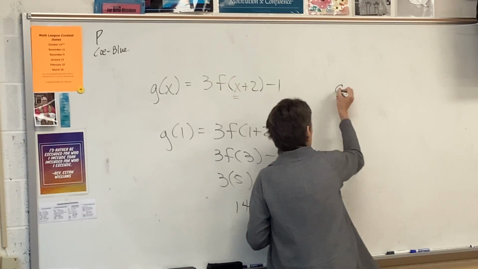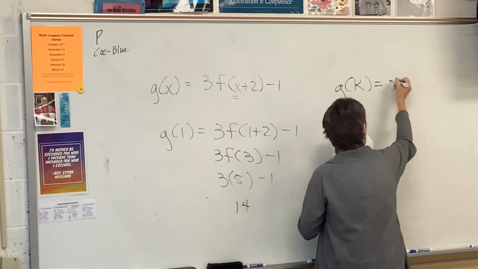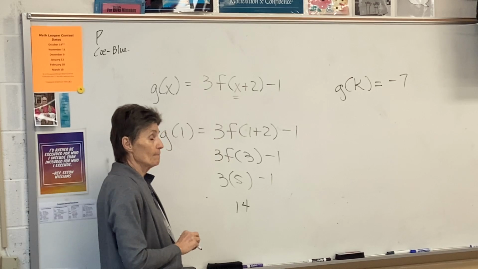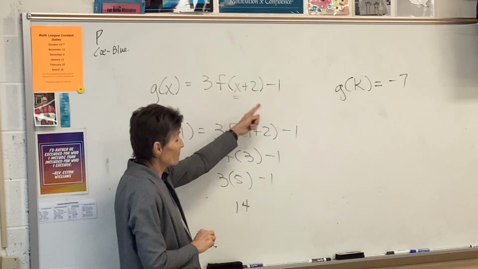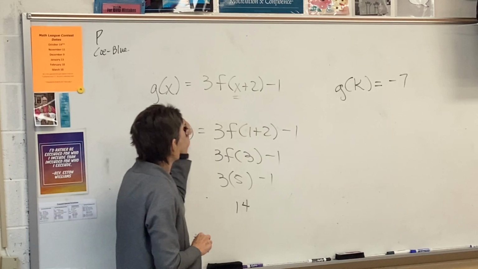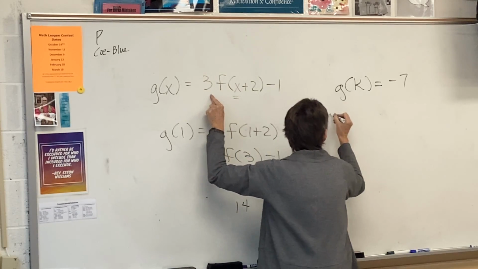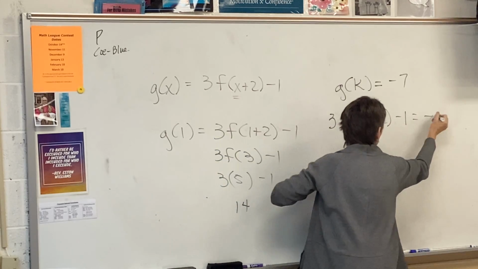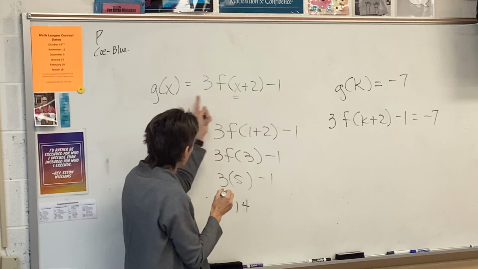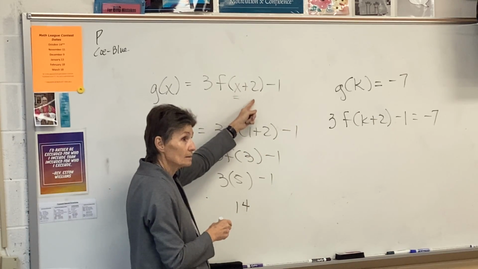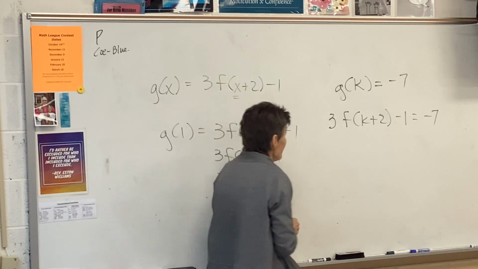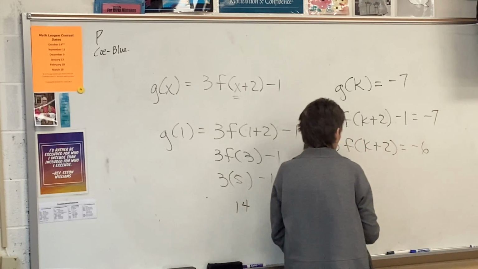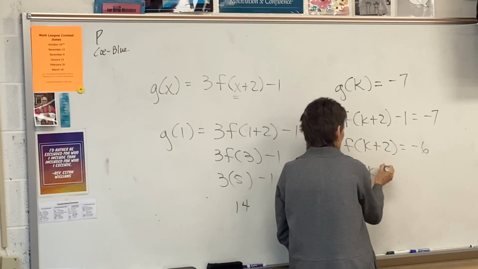Now, G of K, so G of something is -7. Your job is to find K. Remember, this is how the function is defined. So G of K will be 3F of K plus 2 minus 1. G of K, let's put a K in there, would you agree with that? And then maybe add 1. Divide by 3.